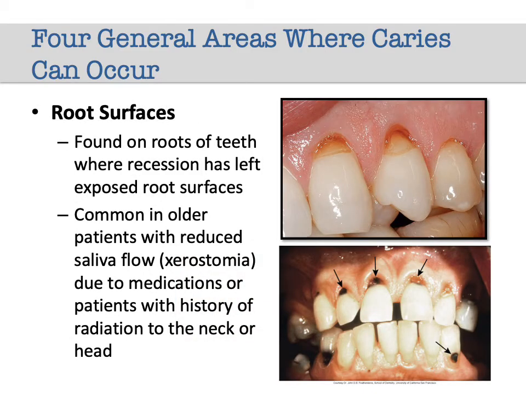Caries can occur on root surfaces. These are found on the roots of teeth where recession has left the root surfaces exposed. So in the photo on the top, you can see that the gums have what we call receded. So the gums have gone away a little bit, and that exposes the root of the tooth. And we can get caries on that root surface, which is not covered with enamel. This is common in older patients with reduced salivary flow, which is known as xerostomia. This is typically due to medications or patients with a history of radiation to the head or neck.